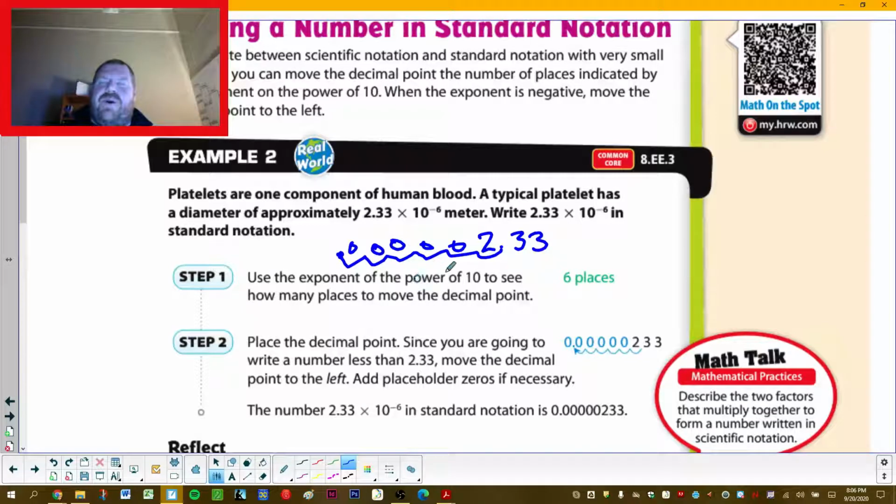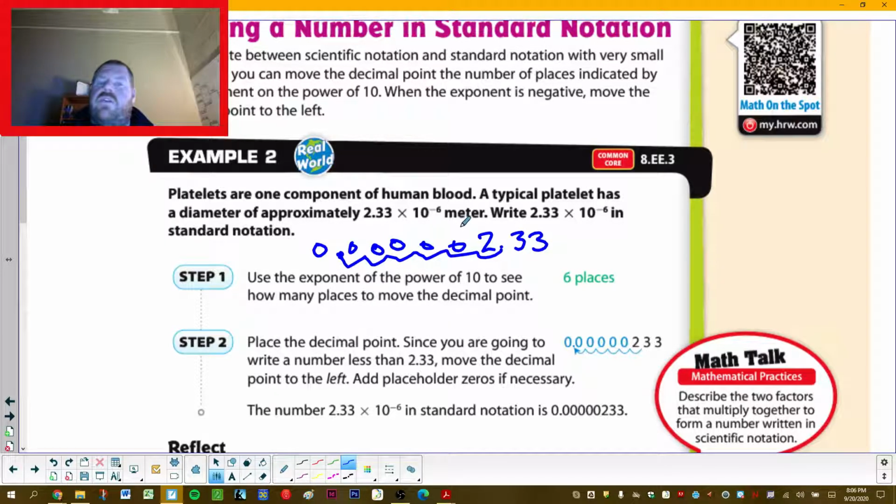Writing these very small numbers in scientific notation does have one drawback from the other way. When we write really big numbers, we get to do things like put in commas after every three digits, you know? We don't really do that in very, very small numbers. Okay, so that's kind of a downfall.